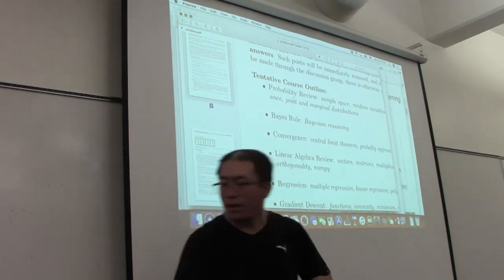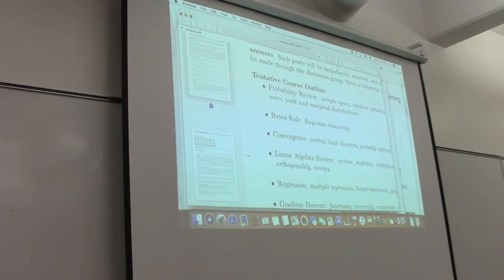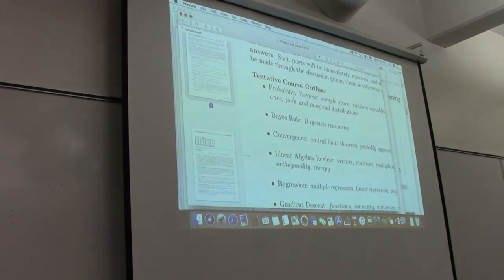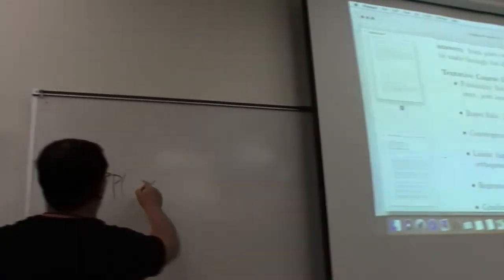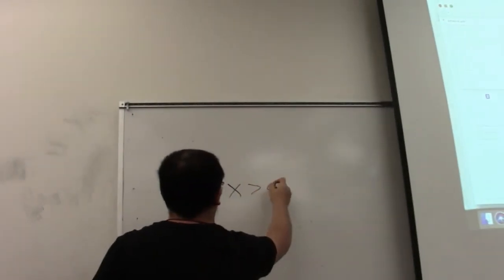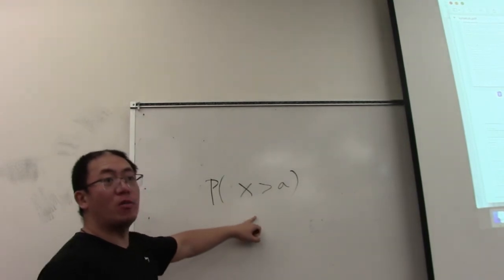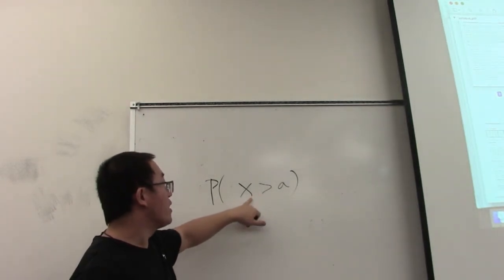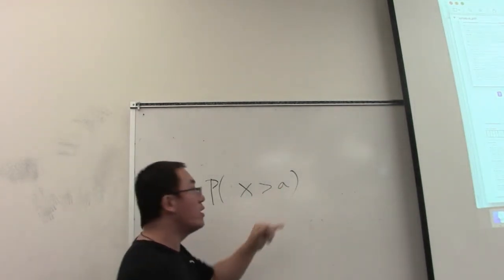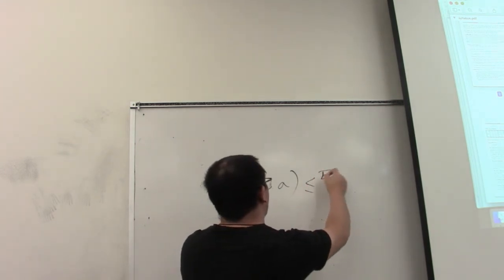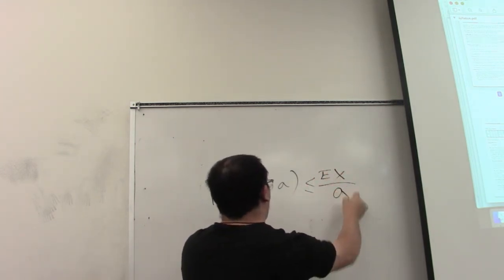For example, a famous inequality is called Markov's inequality, basically saying that for a positive random variable, the probability that it is bigger than some value is less than or equal to the expectation of this variable over this value.